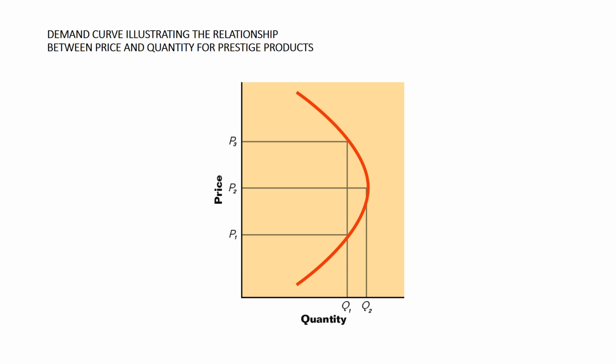But when the price increases to P3, the product becomes too expensive and the quantity demanded declines to Q1. If you thought your demand curve looked like this, there would be no reason to set a price lower than P2 because both the price and the quantity would decrease.